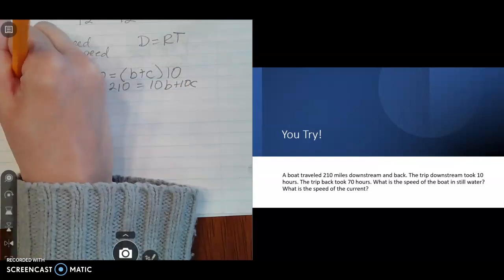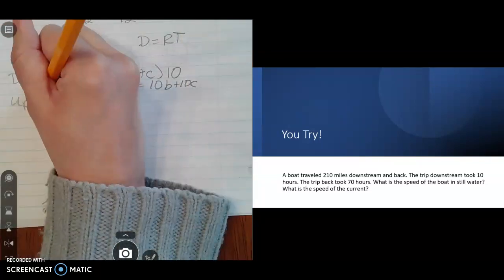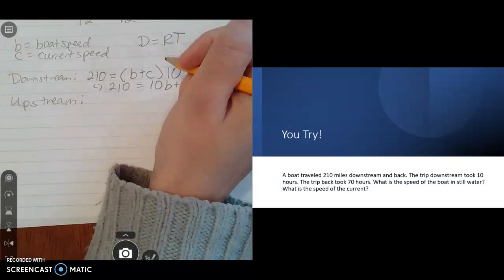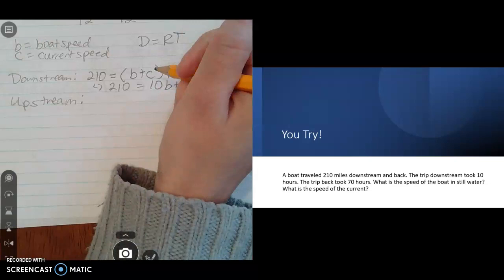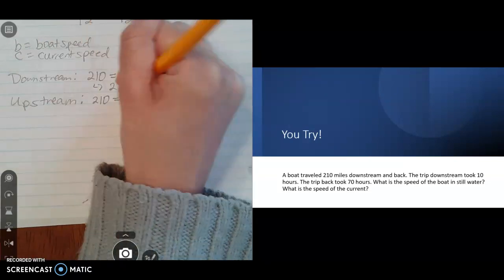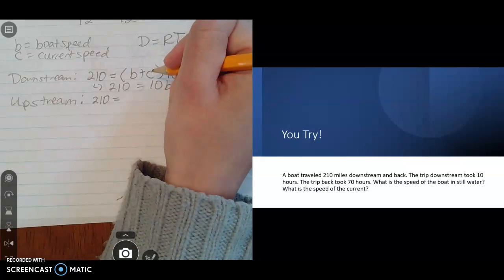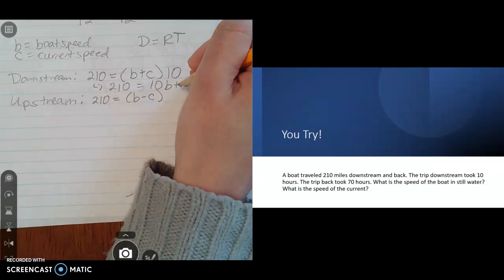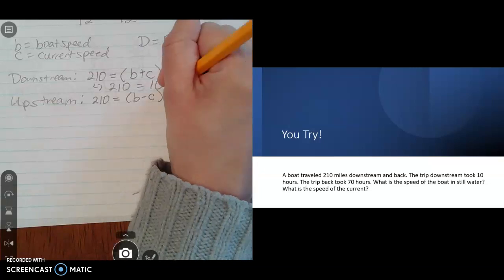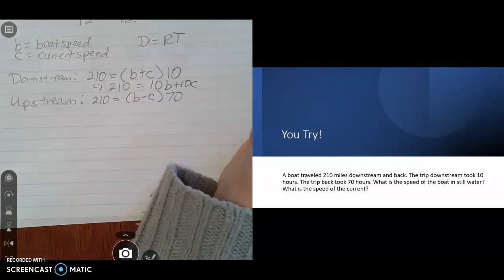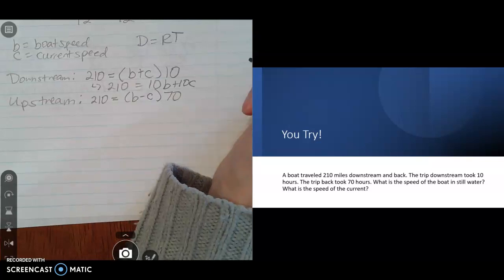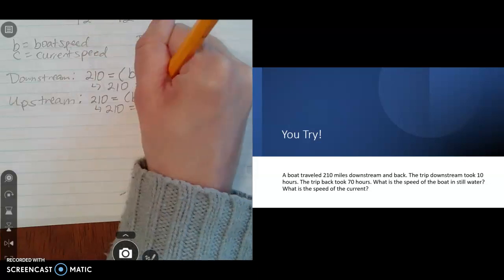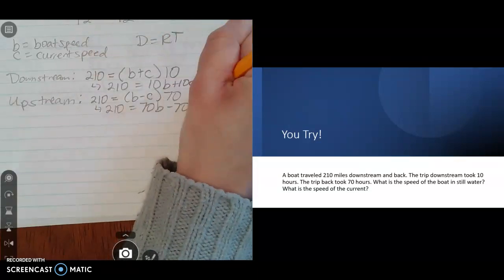Alright, then he came back, and when he came back, that means that he's going against the current and going upstream. So going back, it's the same distance, it's still 210 miles, but this time he's going against the current, so that'll be boat minus current for the rate, and it took 70 hours to go back, so a very long trip. Alrighty. And if you want to go ahead and distribute, you certainly can. That's 210 equals 70B minus 70C.